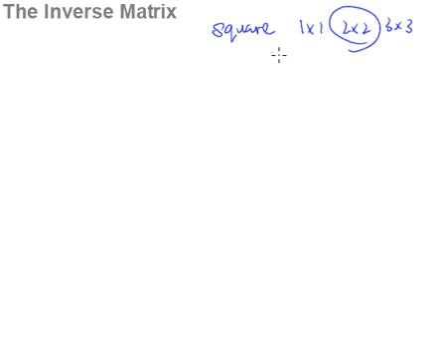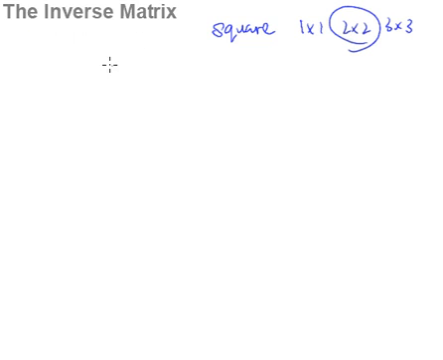The inverse matrix only exists if we are talking about a square matrix. Just to recap, a square matrix is a matrix with order 1 by 1, 2 by 2, or 3 by 3. We don't usually concern ourselves with 3 by 3 or 1 by 1; it will usually be 2 by 2, so we don't have to worry about that.